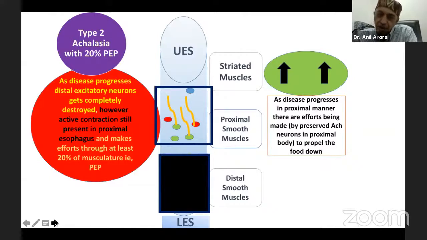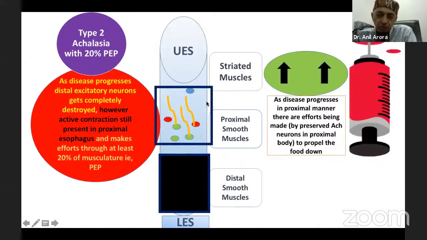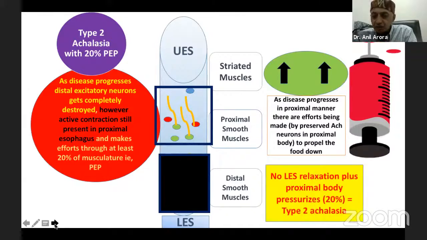So since the food in any case is coming from above downwards, the body makes an excellent attempt to push the food bolus down. So this leads to a non-sequential pan-esophageal pressurization, or PEP. This PEP coupled with increased IRP is the classical setting for type 2 achalasia.